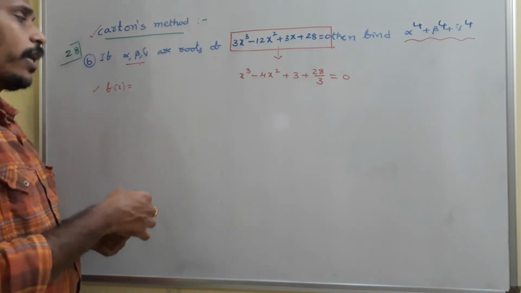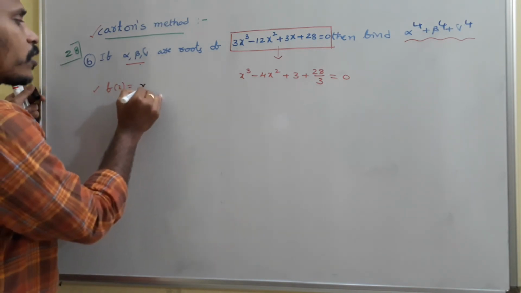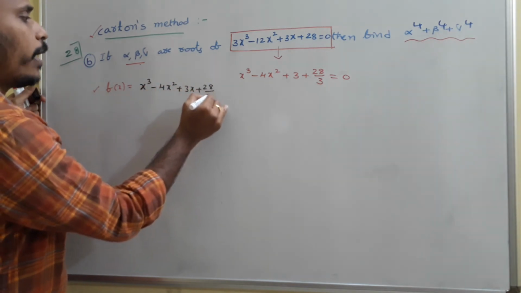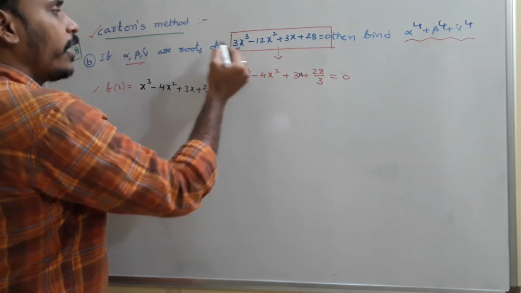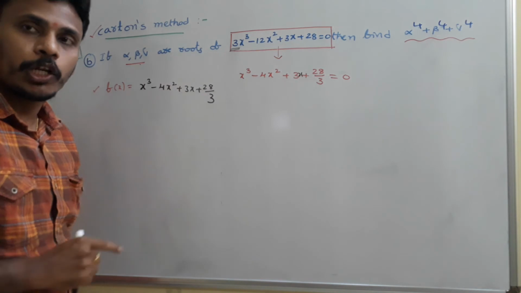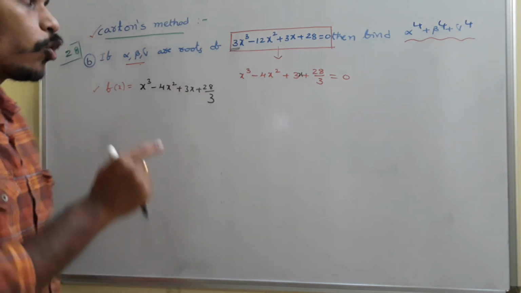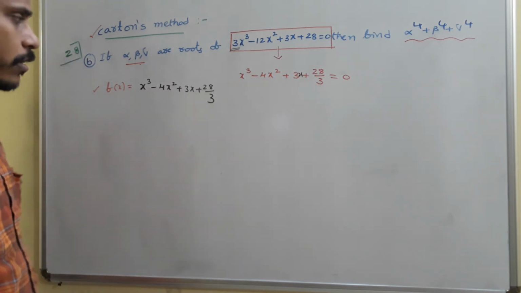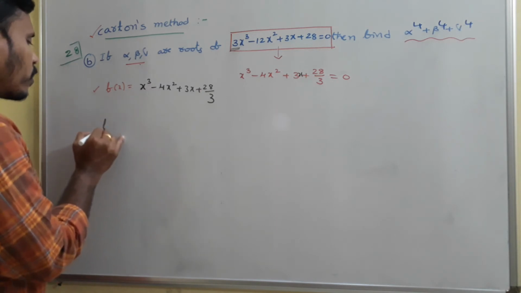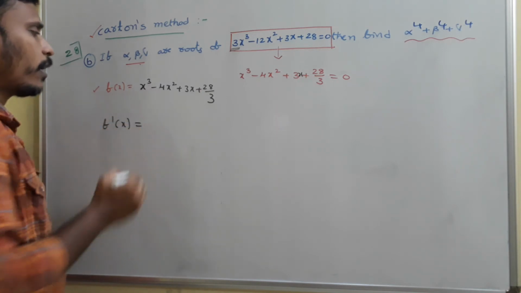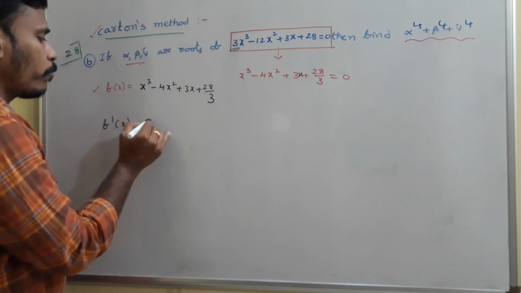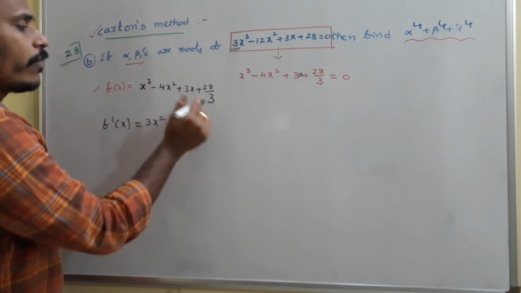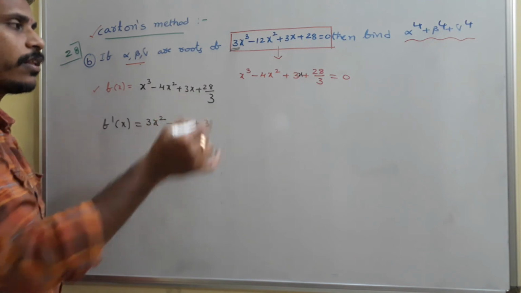So we need to take our f of x as this x cube minus 4x square plus 3x plus 28 by 3. So always, if there is any leading coefficient, you just divide the complete polynomial equation by that leading coefficient to make the leading coefficient 1. Okay. So now our f of x is this x cube minus 4x square plus 3x plus 28 by 3. As we discussed in the previous problem, calculate f dash of x. The derivative of x cube is 3x square, and of minus 4x square is minus 8x, plus the derivative of 3x is 3, and for the constant the derivative is 0.